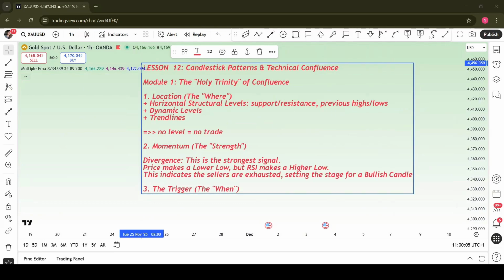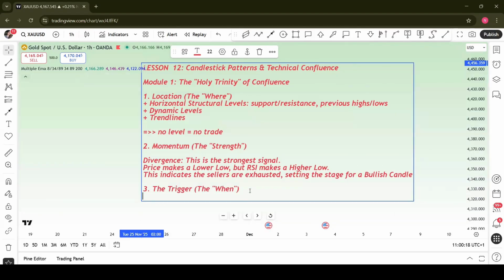And this is the specific candlestick pattern like a pin bar or engulfing that tells us the exact movement to pull the trigger. All right, and this is when we need to seek the confirmation candle, like a pin bar or marubozu, and so on.